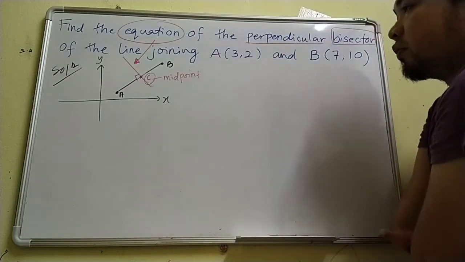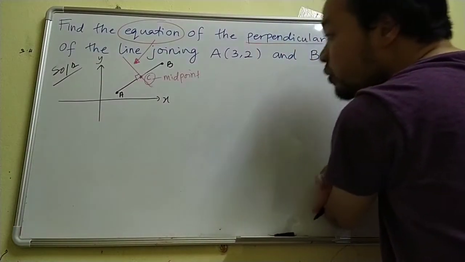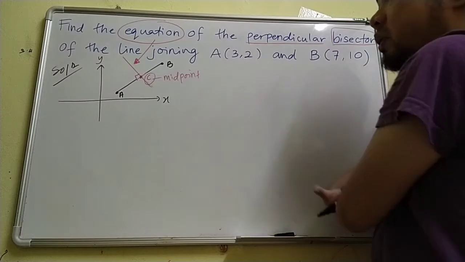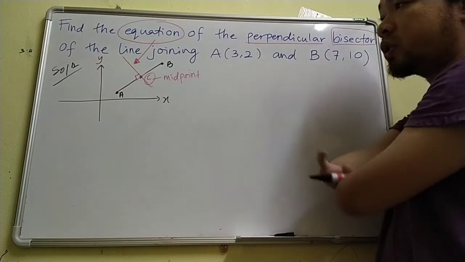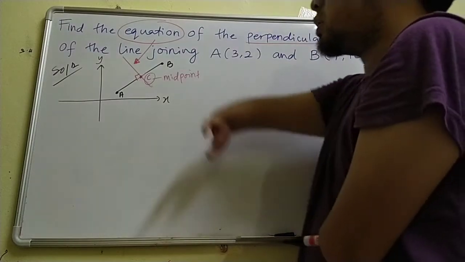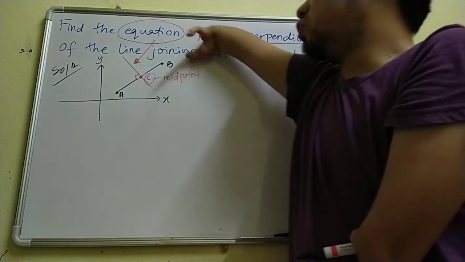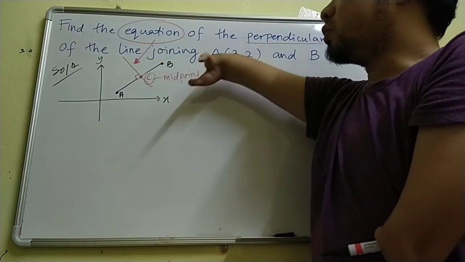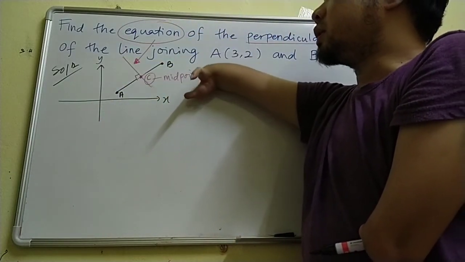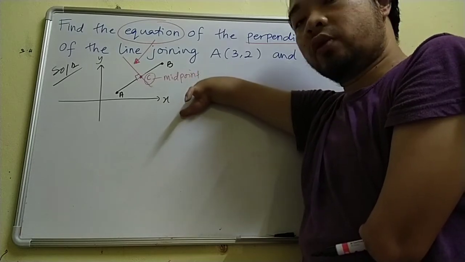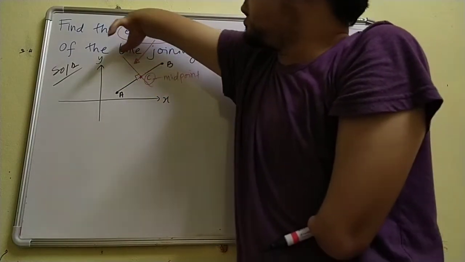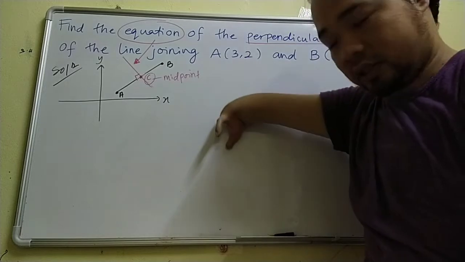For this question, let's continue. The question did not ask you to draw or sketch. This one I just sketch for you to make sure you know what equation we are looking for. So we are looking for the red line over here.